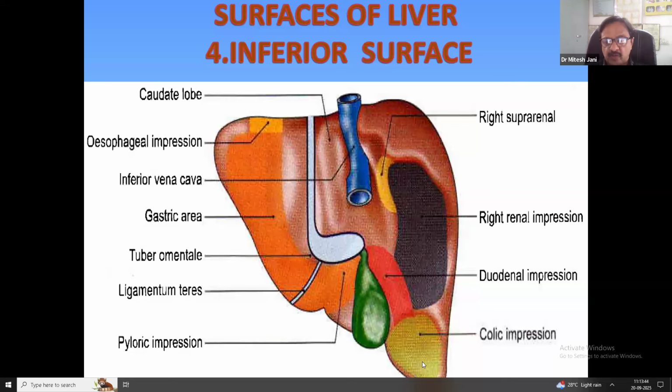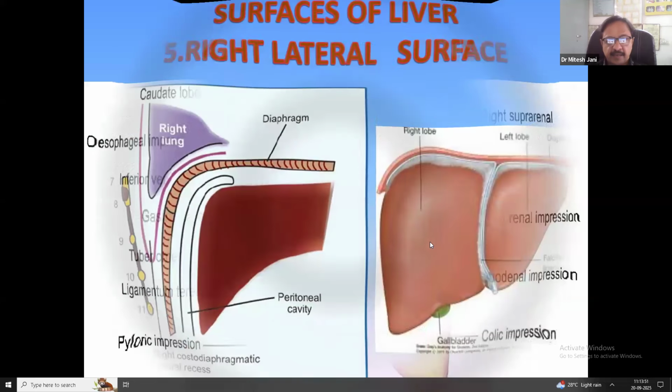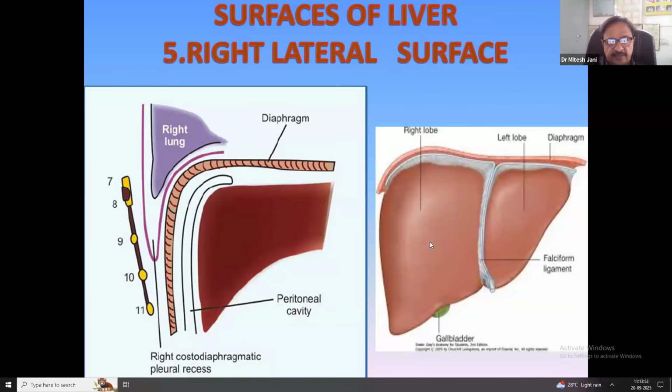The right colic impression is for the right colic flexure, and the right renal impression is for the right kidney. Now about the right lateral surface. The right lateral surface is related to the 7th, 8th, 9th, 10th, and 11th ribs on the right side.